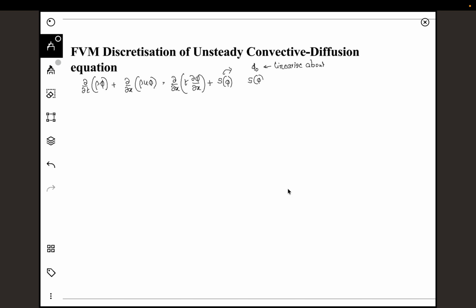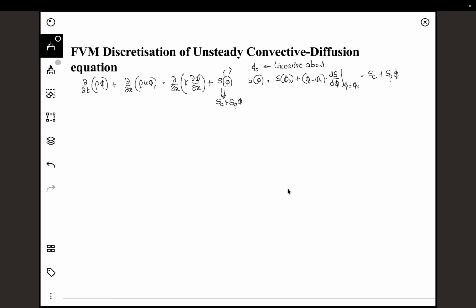So S of phi is going to be S of phi naught. Phi naught is a known quantity, so S of phi naught is again a constant, plus phi minus phi naught times dS by d phi evaluated at phi equal to phi naught. So this is going to be a linear function in terms of phi. This I can write as SC plus some SP times phi. This is a constant term, and this is the term that is varying with respect to phi. So this is the linear term, and this can be replaced with SC plus SP times phi.